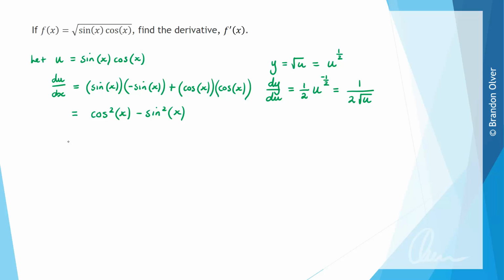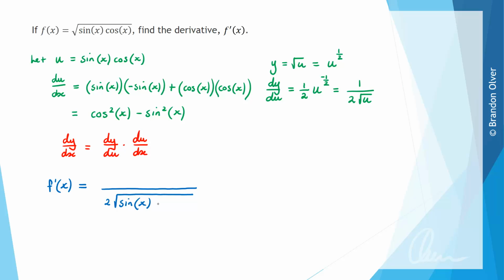So now we're ready to calculate the overall derivative, so we use the chain rule now. dy dx is equal to dy du multiplied by du dx. So for this question, f dashed of x, the derivative we're asked to calculate, is going to equal dy du, which is 1 over 2 times the square root of u. So we write on the bottom line 2 times the square root of, and this is going to be sine of x times cos of x. So that's what the function u originally was.